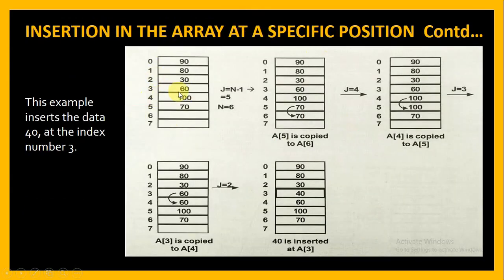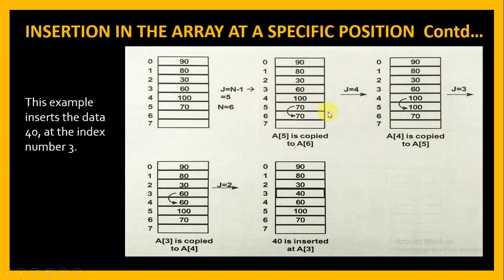Now in the program working, in the beginning this is my array which has elements 90, 80, 30, 60, 100 and 70. Now we are saying j is equal to n minus 1, and n is 6. So j will become 5. And we are saying a[j+1] is equal to a[j]. That means a[6] is equal to a[5]. So the content of a[5] will be copied to a[6]. You can see here the content of a[5] being copied to a[6].